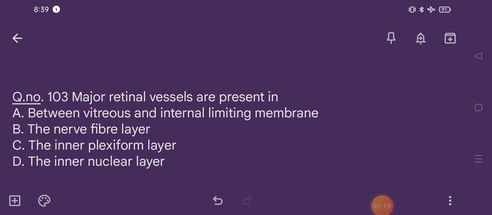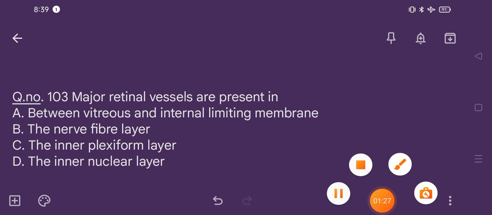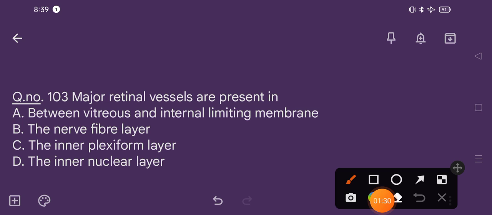Question number 103. Major retinal vessels are present in: option A, between vitreous and internal limiting membrane; option B, the nerve fiber layer; option C, the inner plexiform layer; option D, the inner nuclear layer. The correct option is option B, that is nerve fiber layer.